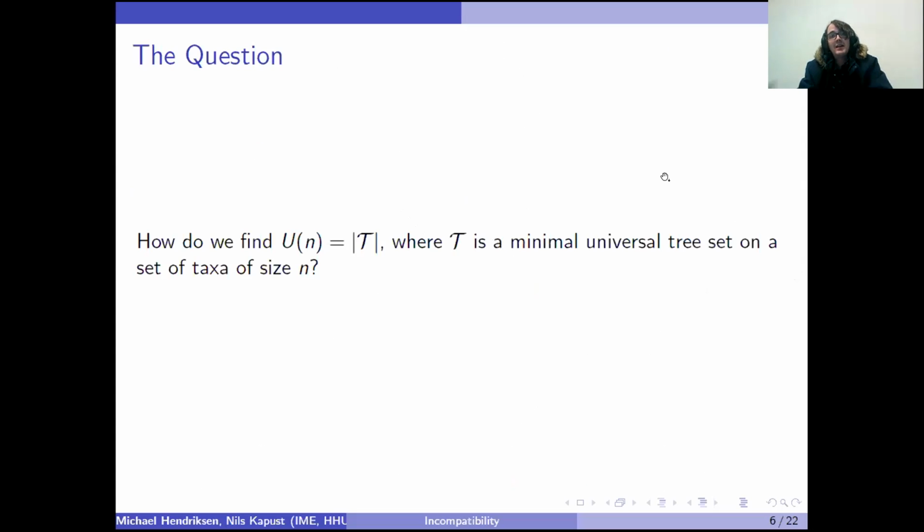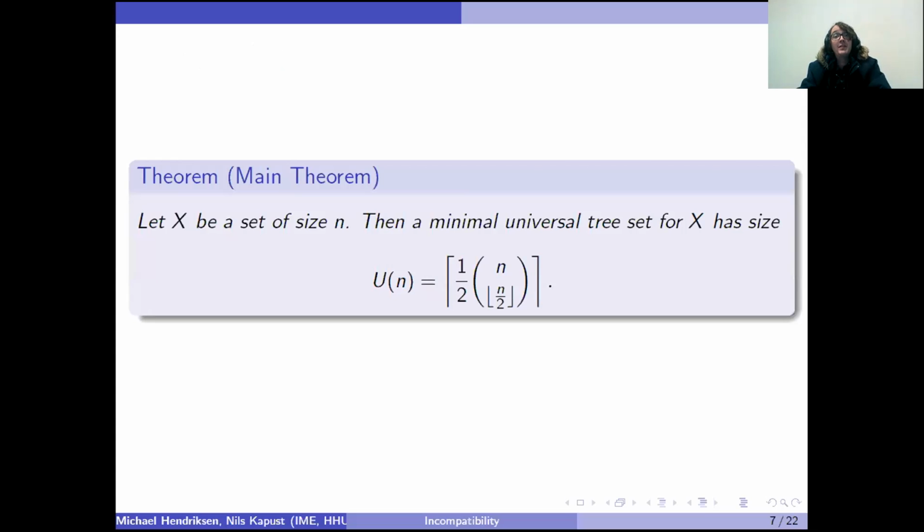So to summarize, the question I wanted to answer was, how do we find the size of a minimal universal tree set for a given set of taxa of size n? This would be a very short talk if there wasn't an answer. So here's the answer, and it turns out to be quite a nice and short function. And so for the remainder of the talk, I'm just going to go through a toy example to give you the idea of how we proved it. It requires a short journey into posets.